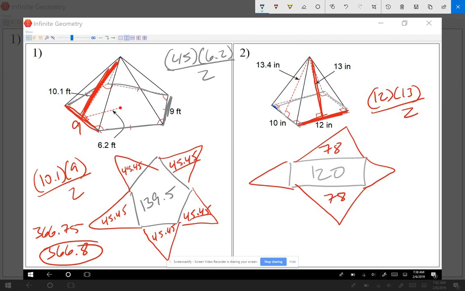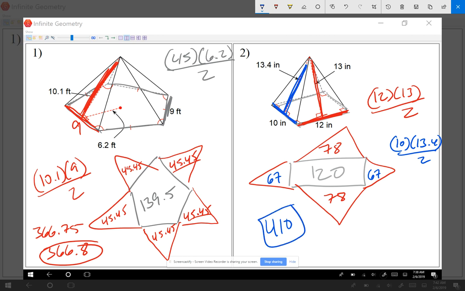Then I see where one side is 10, and I see it crosses 90 degrees with 13.4. So I'm going to go 10 times 13.4 divided by 2. That is 67. So 2 of my triangles are 67. Then I'm just going to add everything. 78 plus 78 plus 67 plus 67 plus 120. According to this, I get 410.